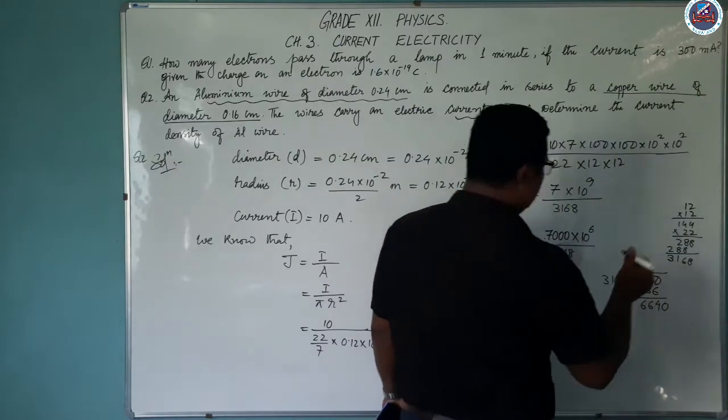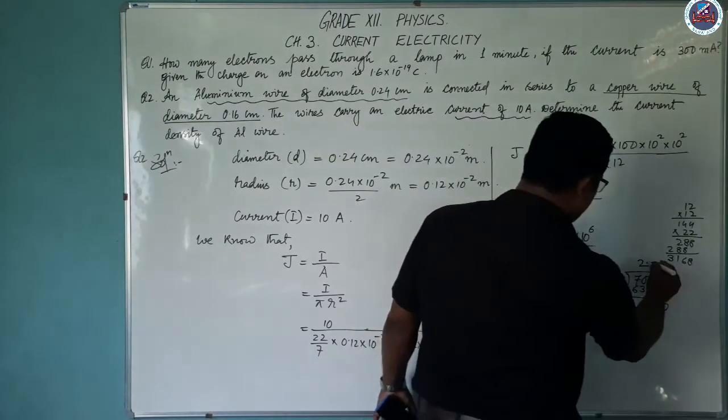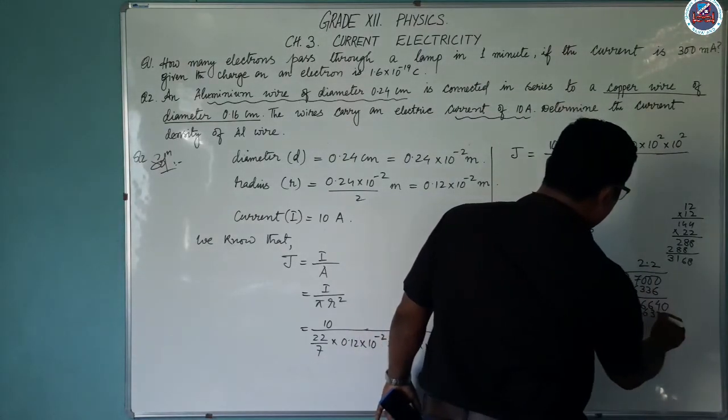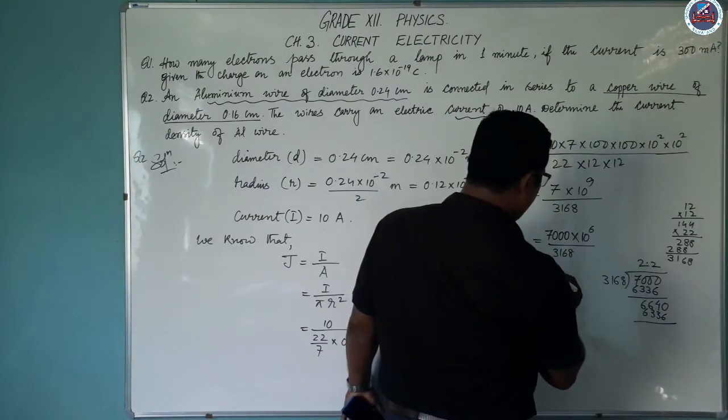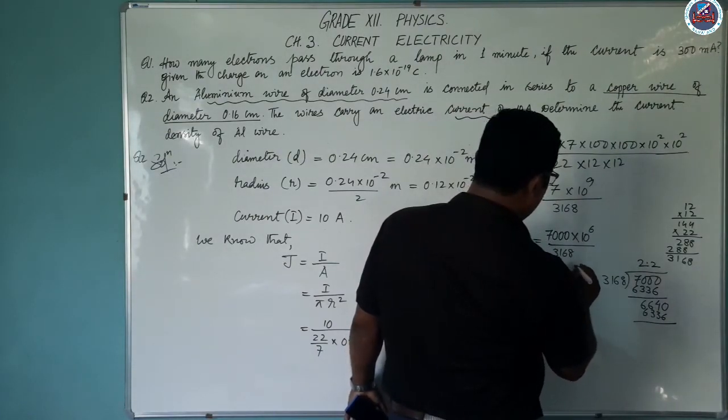Then I have to put 1 decimal. Again 2 times I can do, 6, 3, 3, 6. Then you can stop. After the decimal, if you get 1 digit, you can stop. 2.2 into 10 to the power 6.